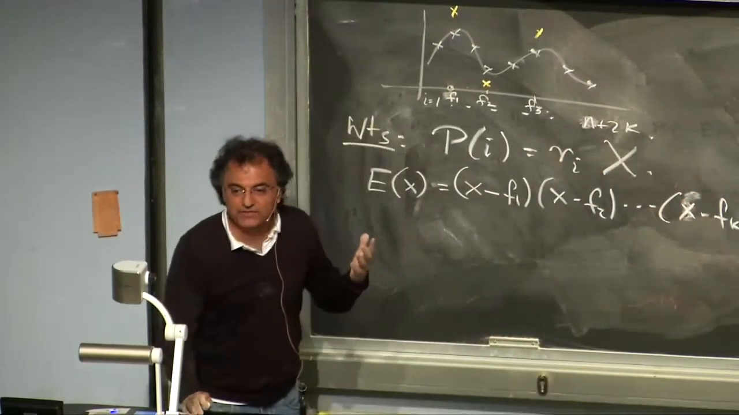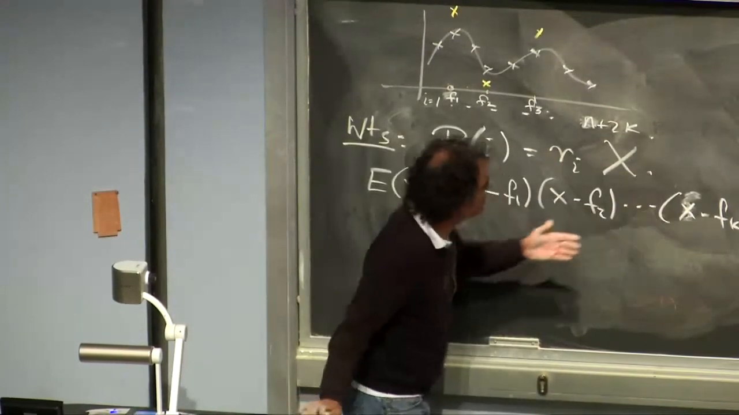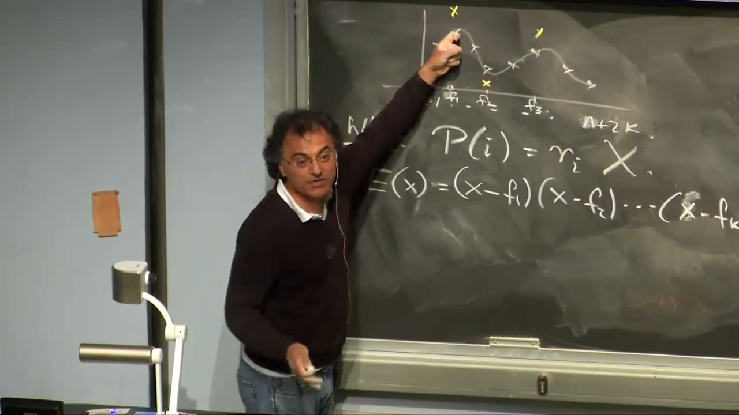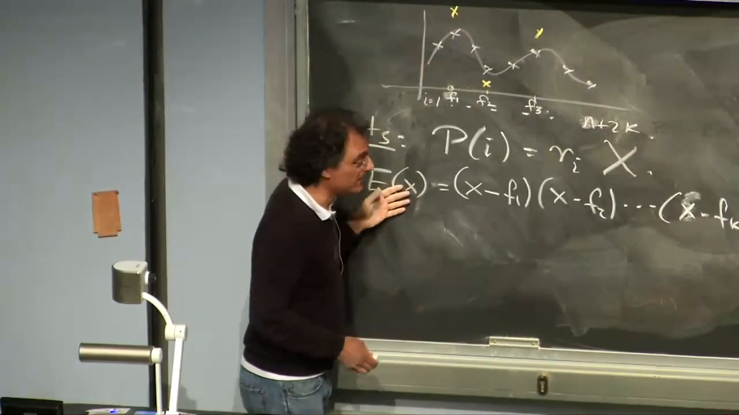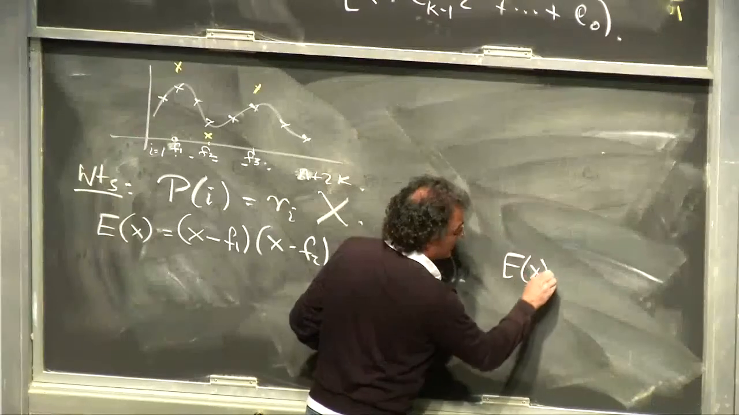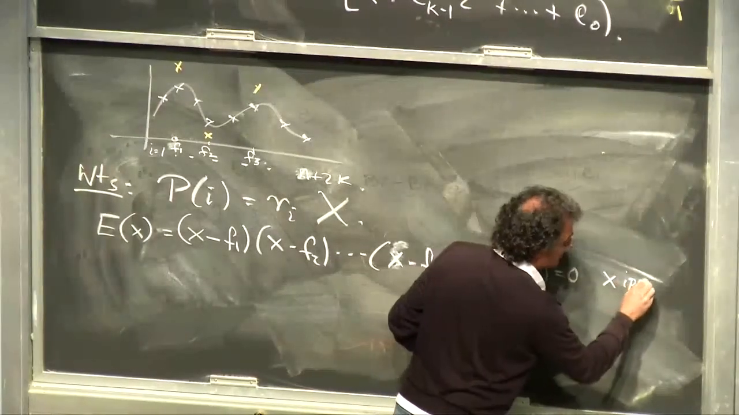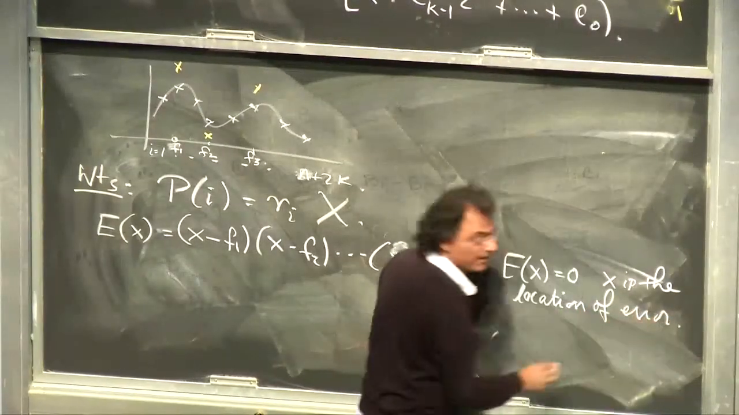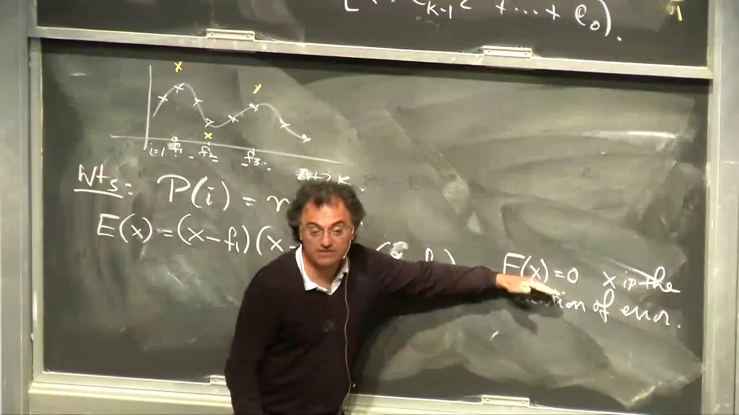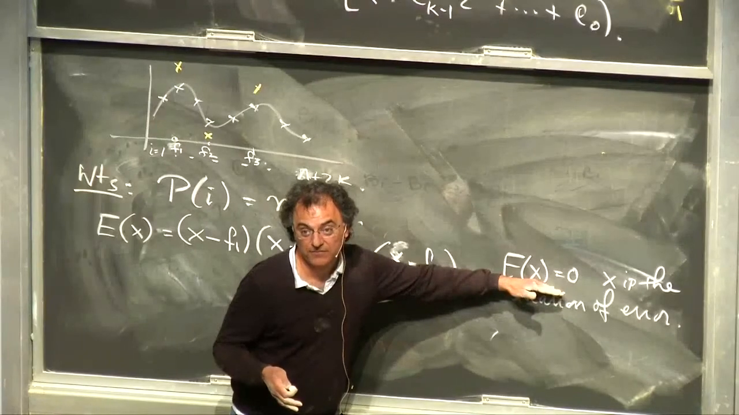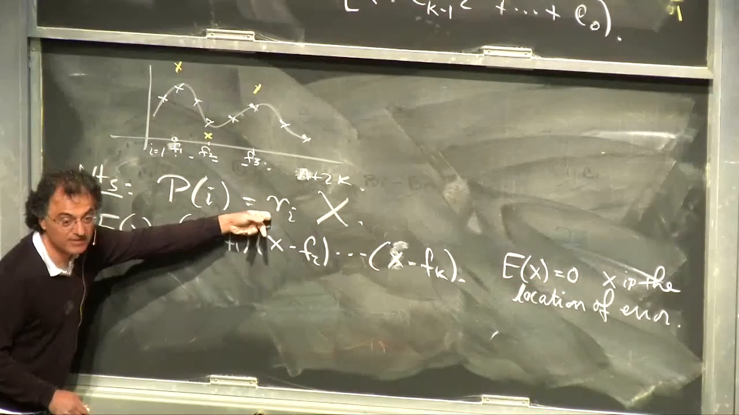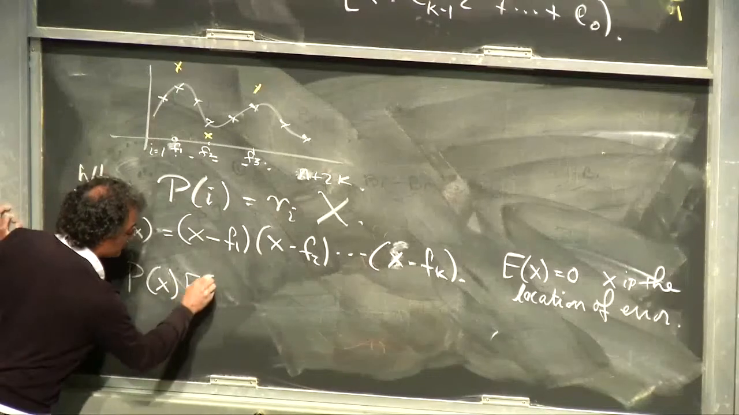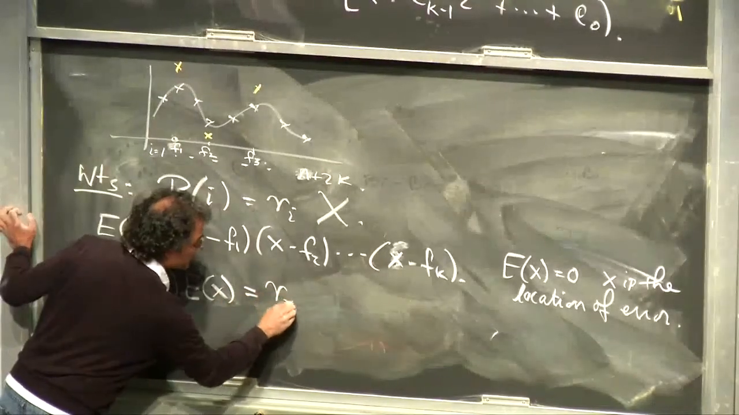We don't know what F1 through Fk are, but there's some polynomial like this, which happens to be 0 whenever we have an error. Why is it 0 whenever we have an error? Because we defined it that way. So E of x is 0 whenever x is the location of an error. There are exactly k errors, and on all k of them, it's 0, by definition. So now, instead of writing this equation, we can write a different equation, which is P of x times E of x equals R of x times E of x.